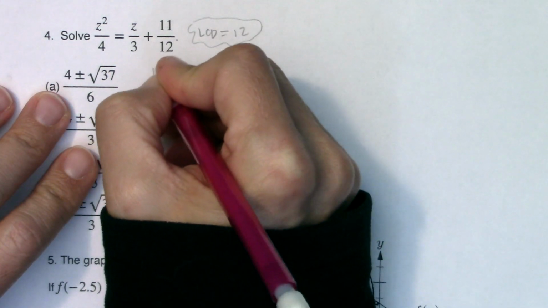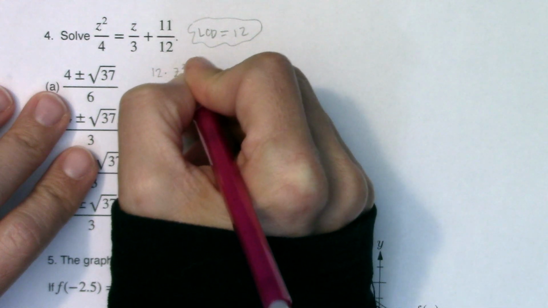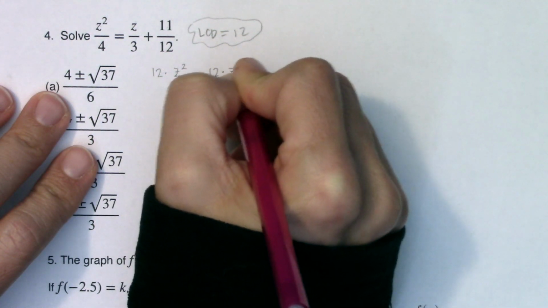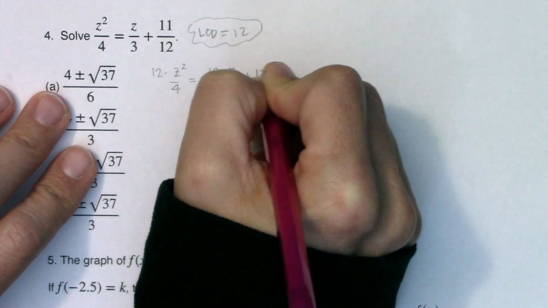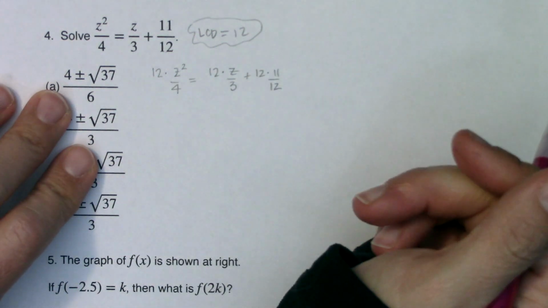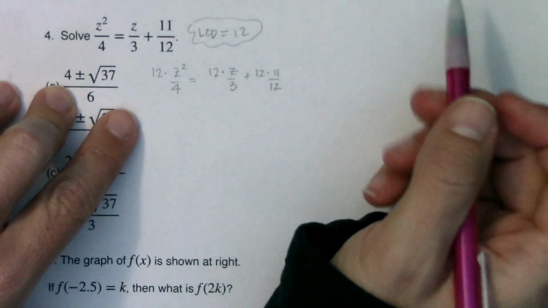So let's try that. I'm going to do 12 times z squared over 4. That's going to be equal to 12 times z over 3 plus 12 times 11 over 12. And then we're going to simplify this and see what everything cancels out to.